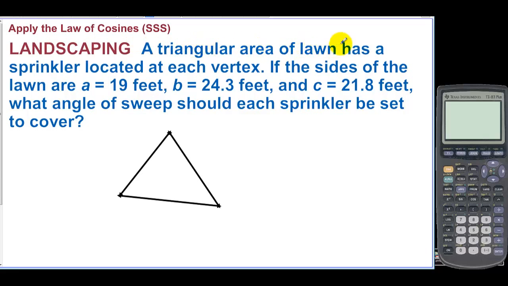Landscaping. A triangular area of lawn has a sprinkler located at each vertex. If the sides of the lawn are 19, 24.3, and 21.8 feet, what angle of sweep should each sprinkler be set to cover?